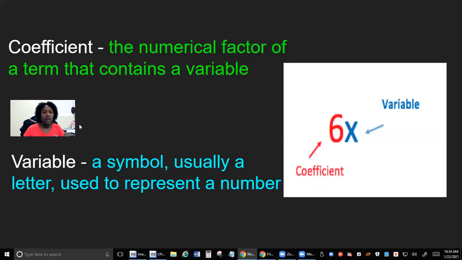All right. A coefficient is the numerical factor of a term that contains a variable. What's a variable? A variable is a symbol, usually a letter, used to represent a number. So look at my example. This is called a coefficient because it's attached to a letter, which is a variable. Now this variable can be x, y, z, it can be a, b, c, it can be any letter in the alphabet. A variable represents a missing number that we have to solve for. So when you see a number and a letter together, it's called a coefficient. When it's just a letter by itself, it's called a variable, okay?